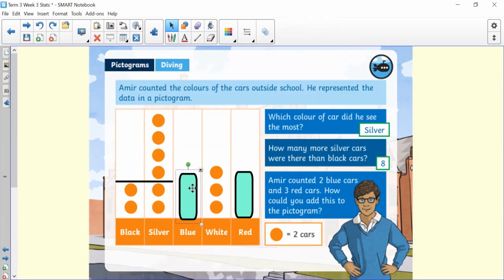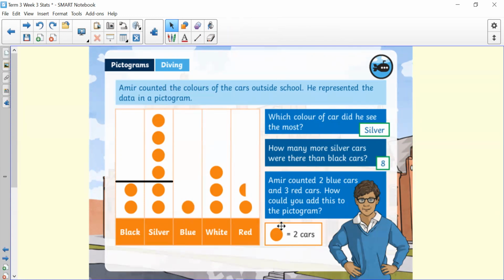Let's have a look. Well done. So we saw 2 blue cars, 1 circle equals 2 cars, so we just had to draw 1 circle. Bit trickier this one, 3 cars. How would you show that? Well done if you got this. So a whole circle, because that's 2, and then half of 1, because half of 2 is 1. So that represents 3.